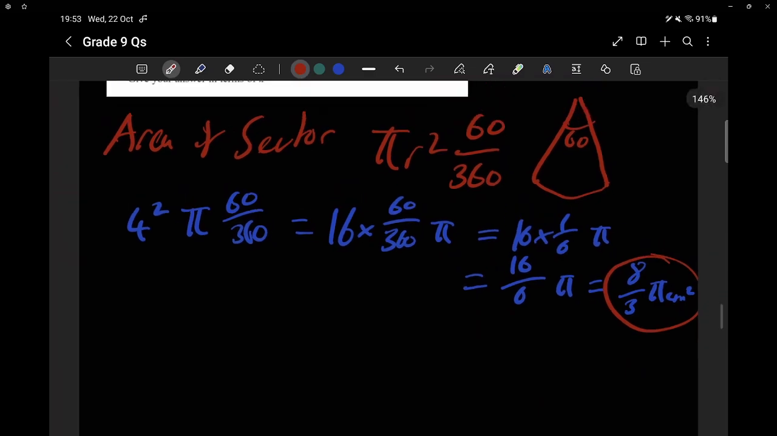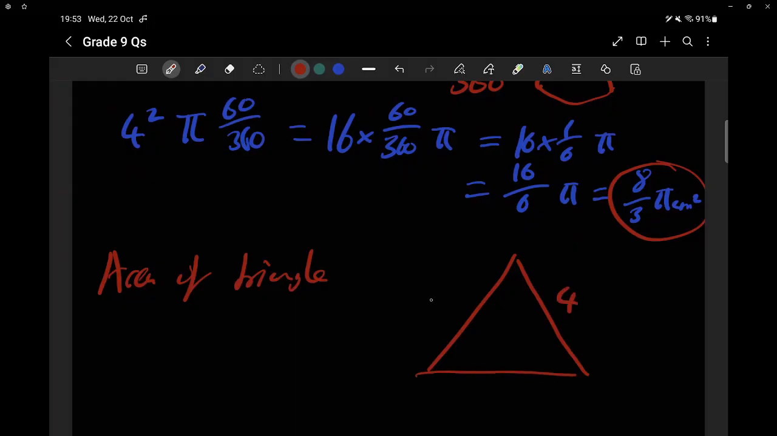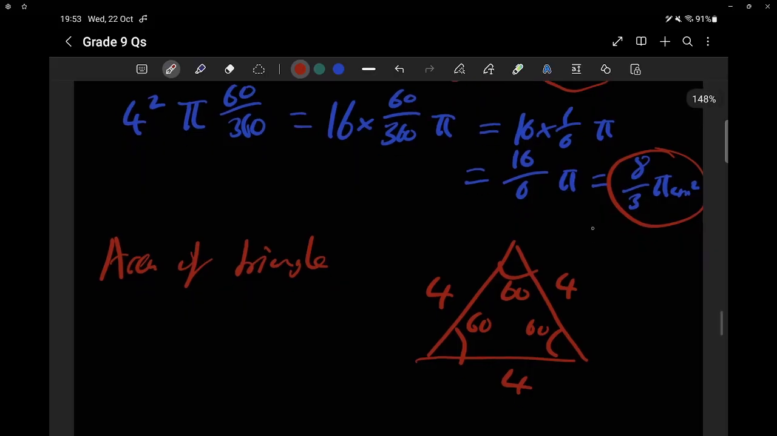Okay, so now let's do the same for the equilateral triangle. So area of the triangle. If I draw that, it's 4 centimeters, and they're all 60 degrees, right? Because it's an equilateral triangle. In the mark scheme for this, they've used half AB sine C, which you can do, but what I don't like about that, which you should know anyway, is that it requires you to know the value of sine 60.